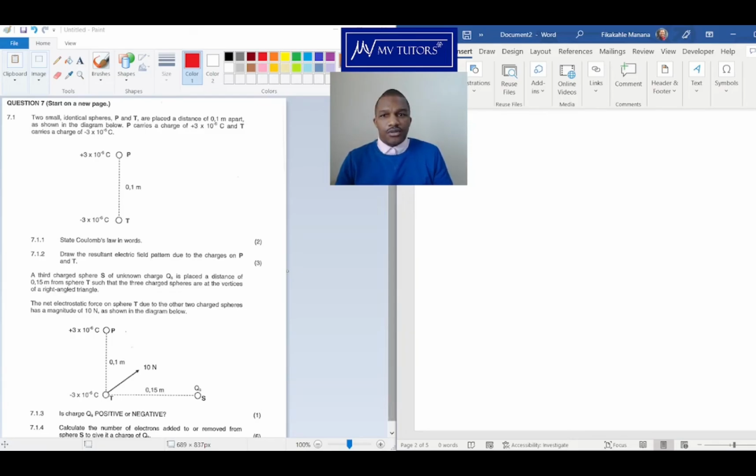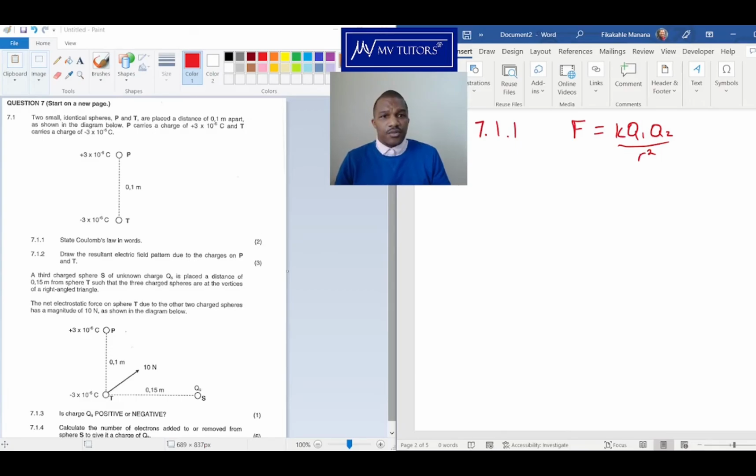Let's go ahead and do that. That's question 7.1.1. Coulomb's law states that, well, first of all, let's just get the formula. You get it in your formula sheet, which is F equals K Q1 Q2 over R squared. So you're basically just describing this relationship with Coulomb's law.